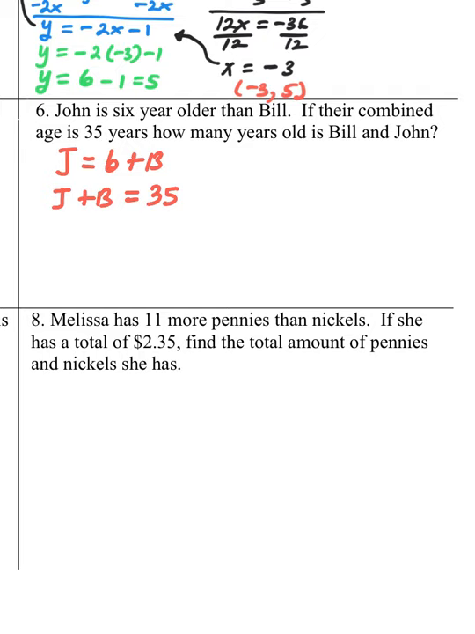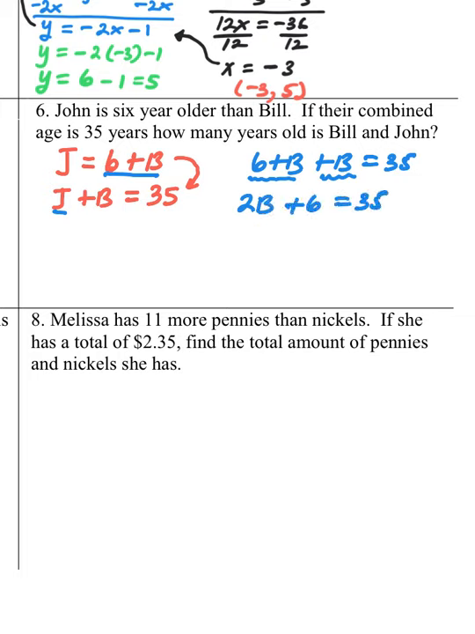So what I'm going to do is use substitution to solve this system. So instead of J, I'm going to write 6 plus B, plus B gives you 35. This first part is John's age. This second part is Bill's age, and combined it's 35. Now I just have Bill's age here, so I have 2B plus 6 equals 35. I subtract 6 from both sides.